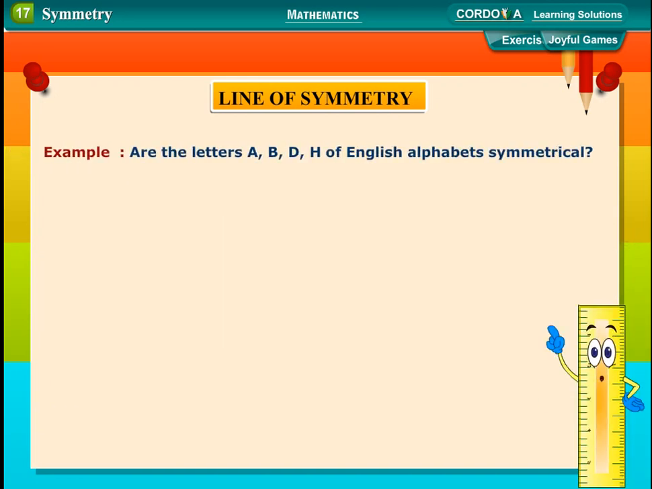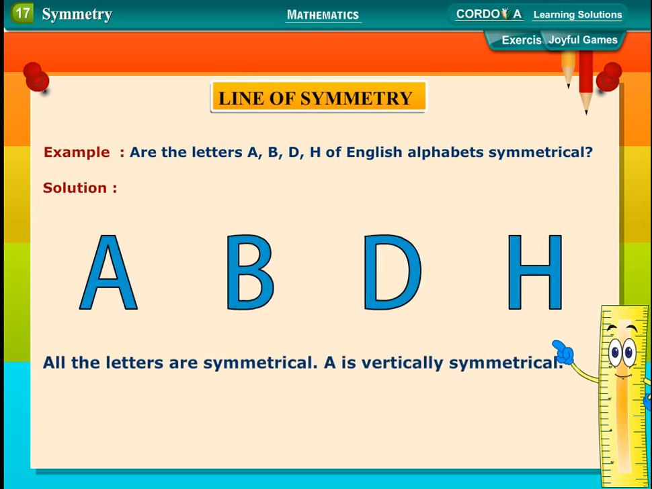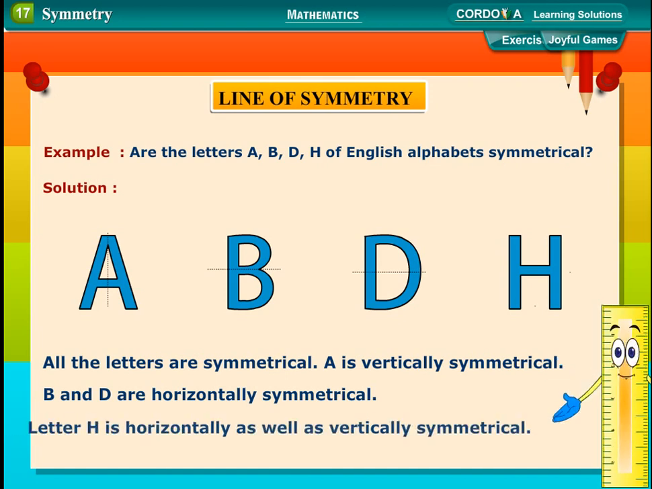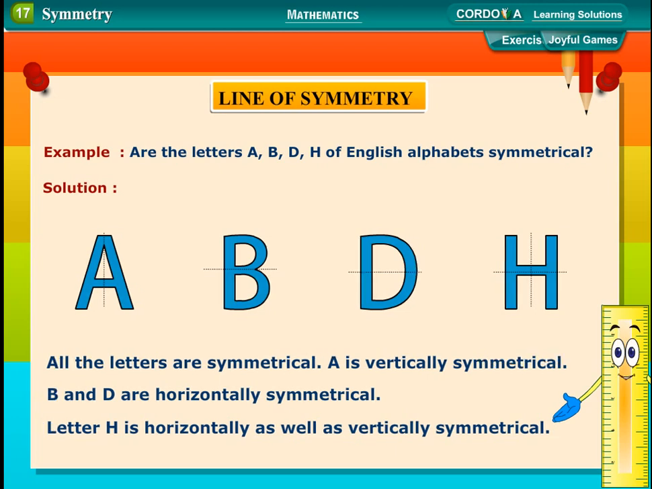Example: are the letters A, B, D, H of the English alphabet symmetrical? Solution: all the letters are symmetrical. A is vertically symmetrical, B and D are horizontally symmetrical, letter H is horizontally as well as vertically symmetrical.